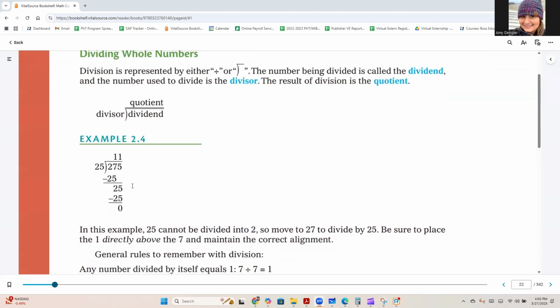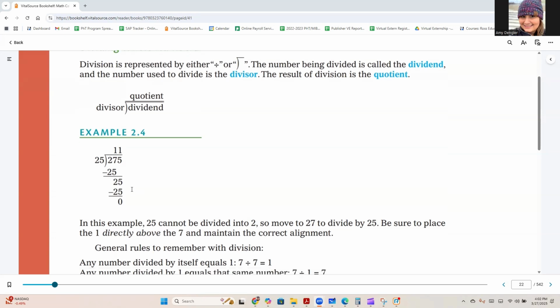You can use your calculator for this problem, example 2.4. You're going to get a straight answer, so you don't need to really worry about long division. You will see me use it in some of the examples, though.